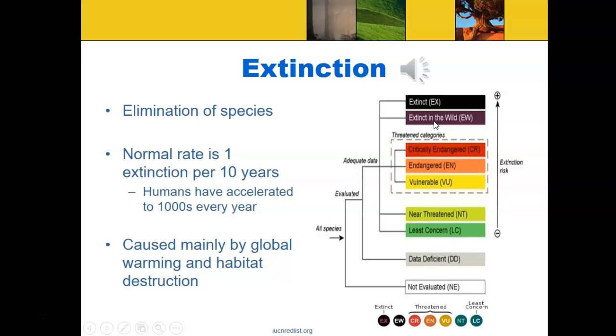And then extinct in the wild, meaning that there are no more of a species in the wild. There might be some in captivity, zoos, or wildlife refuges, and then extinct. So once an organism becomes extinct, then they're gone forever. Obviously, they can't reproduce, they can't repopulate, and we lose all of the things that that particular species could give us and their role in the environment.